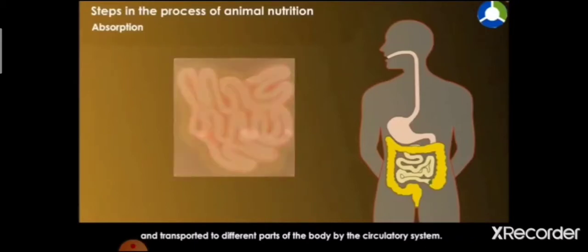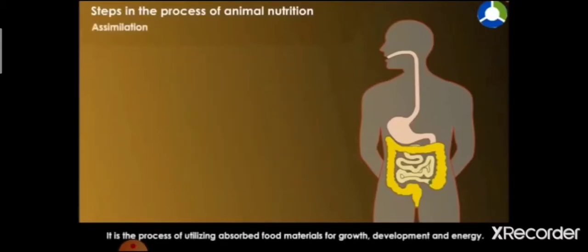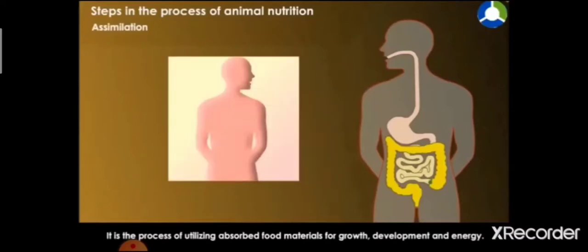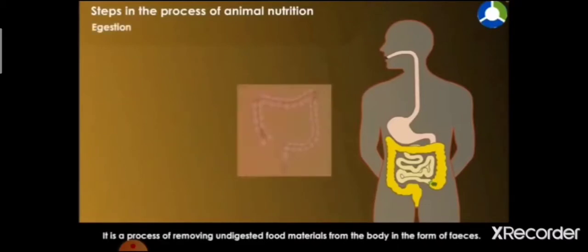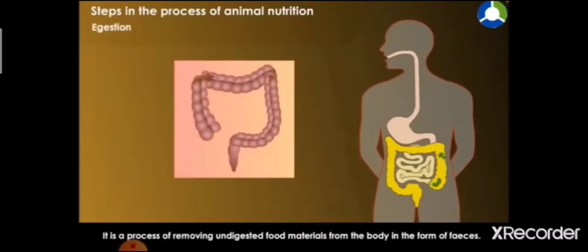Next one is assimilation. Assimilation means collection. It is a process of utilizing absorbed food material for growth, development and energy. Egestion. Egestion means removal of the waste material from the body. So in this, the undigested food material is thrown out of the body.